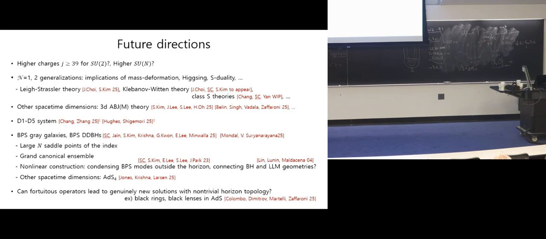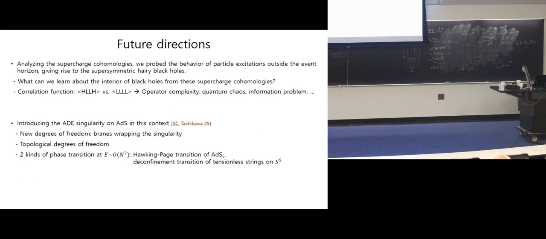One ambitious question one can ask is this: we construct operators that we believe are dual to hairy black holes having well-known core black holes, but can fortuitous operators lead to genuinely new solutions with non-trivial horizon topology, like black rings or black lenses in AdS, which we heard about from Dario yesterday?